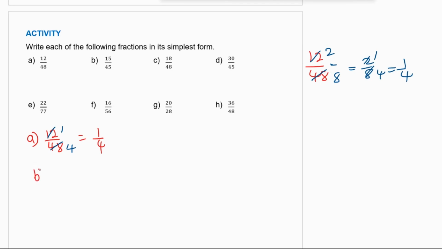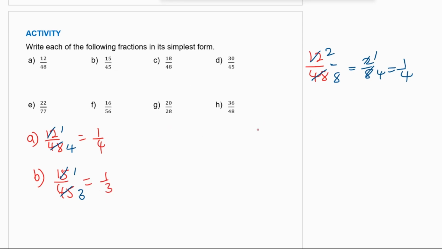B with 15 over 45. The highest common factor between 15 and 45, that's 15. So you say 15 into 15, 1. 15 into 45, 3. So the answer is 1 over 3.